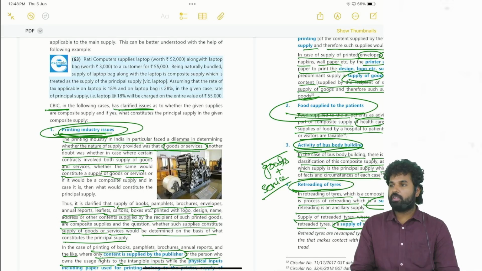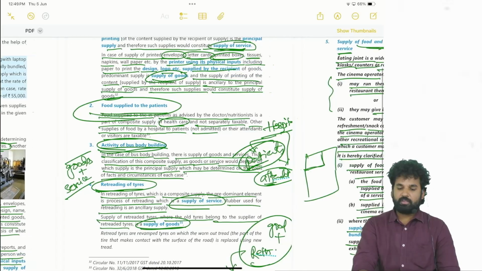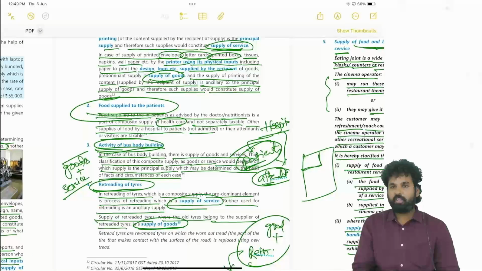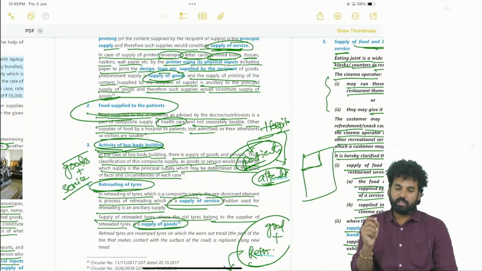In such cases, supply of service. Whenever there is an envelope, print cards and napkins, likewise anything where the material is most important, in such cases, supply of goods.